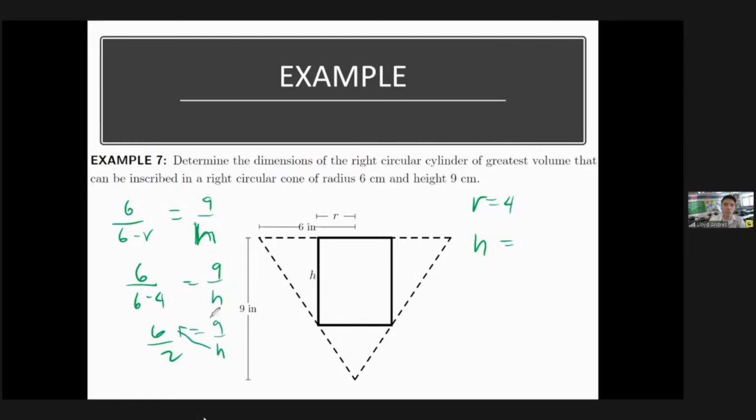Cross-multiplying, it becomes 6h on one side and 18 on the other. Dividing both sides by 6, h is 3. So this is now our dimension. So you can now conclude that the dimensions of the right circular cylinder of greatest volume must be 4 in radius and 3 in height.